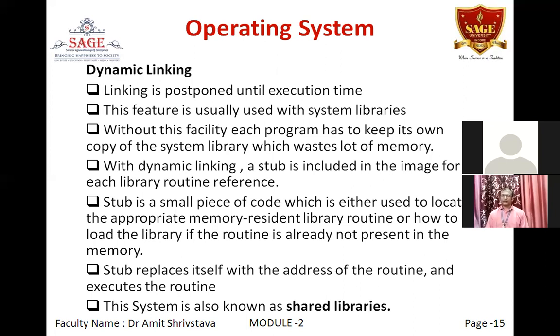And once it is loaded, then for the second process which requires this library, again the stub will check whether it is present in the main memory or not. If it is present, then it will simply link that existing library to its own process. So the redundant copy of the library need not be loaded. It will obviously save a lot of space.